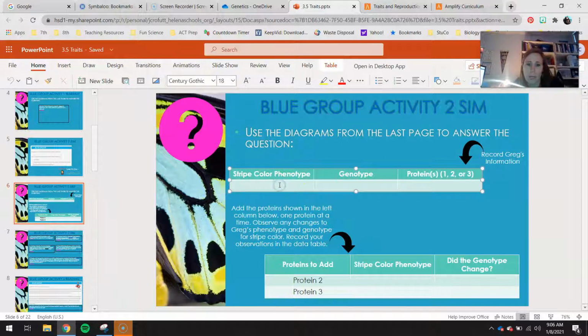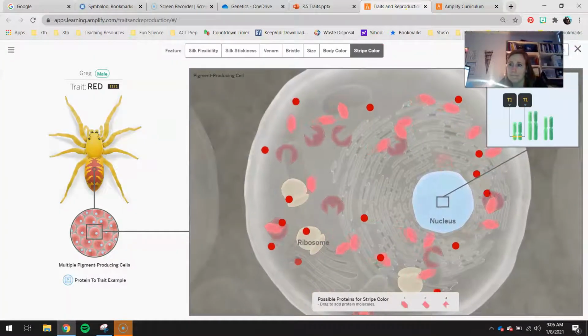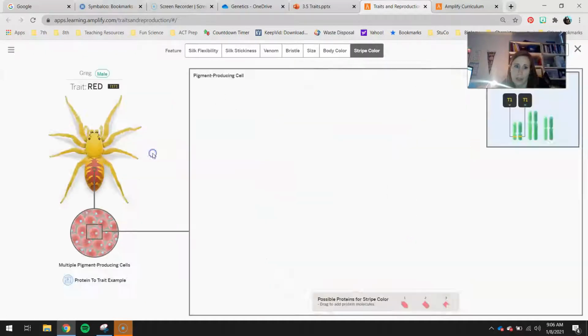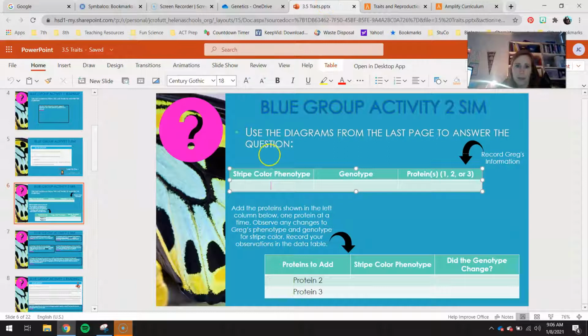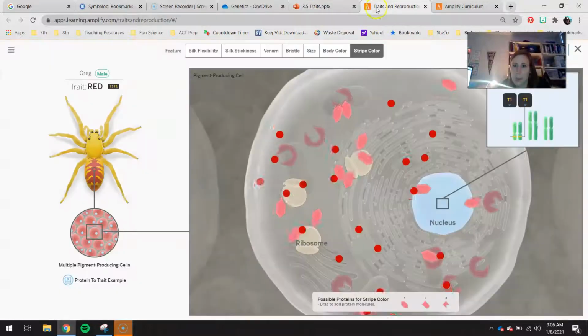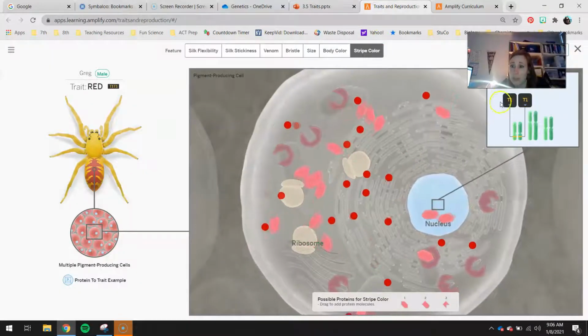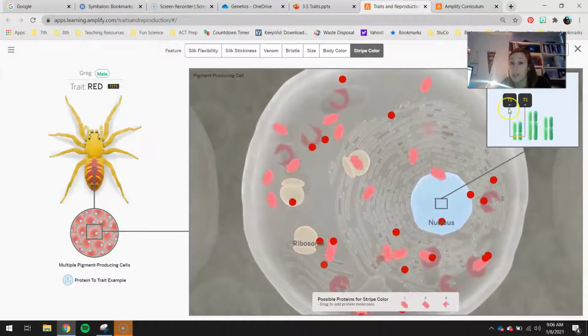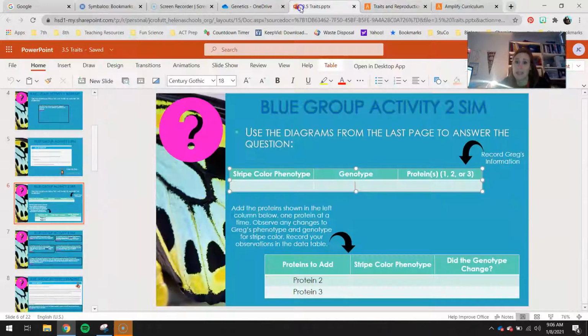Okay, here's the stripe color phenotype. So what physical appearance did Greg have for stripe color? So if we look back, there's a couple different options there. The spiders could either be red, black, purple, or blue. So those are our only options, and Greg is what phenotype? Okay, then it says, what's his genotype? Remember, that's your combination of genes or alleles. So here is Greg's genotype. Remember, there's always 2 parts to a genotype, what mom passes down and what dad passes down.